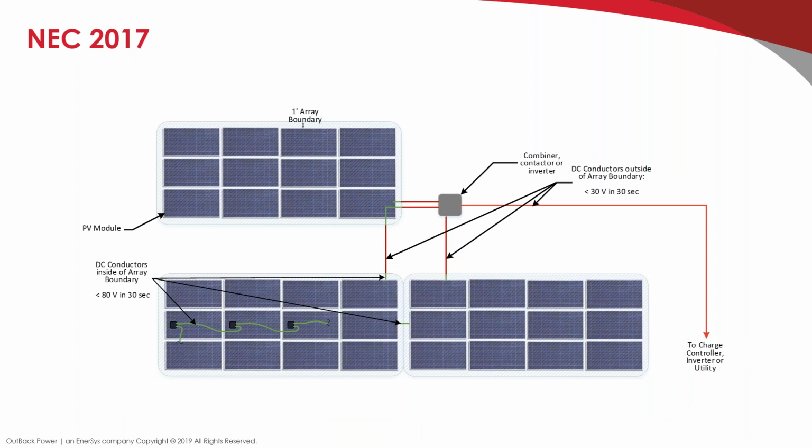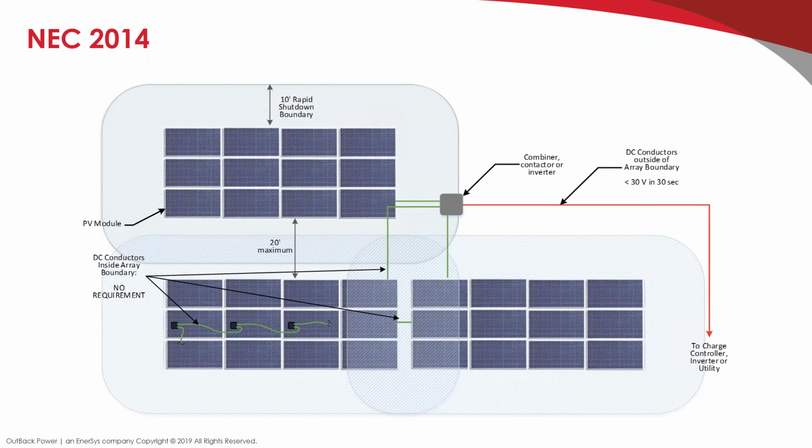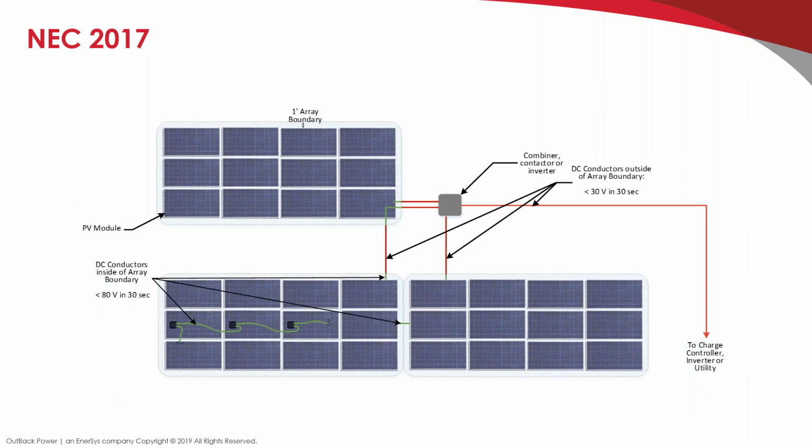Now, it's very different. There's a 1-foot array boundary, which essentially brings the requirement to module level. It's pretty much the only way to comply with this anymore is to use module level rapid shutdown or string level rapid shutdown, but there aren't really any viable ways of doing that at this point. So, quick comparison there, right? This is much more stringent, and it's important to be able to comply with that.